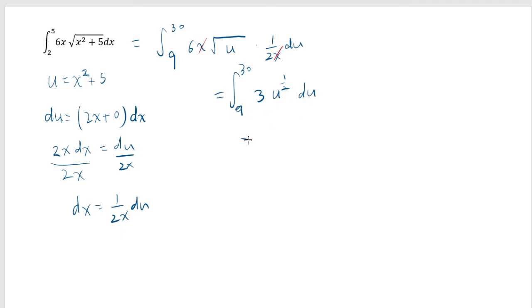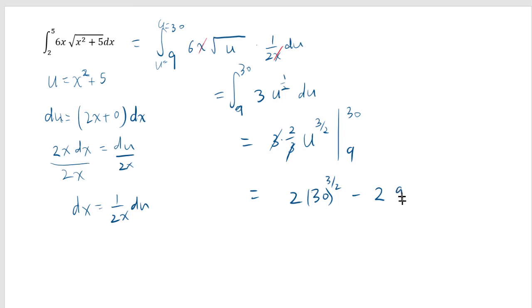And then this is a power rule, so you add 1 to the exponent, put the reciprocal in front, so these cancel. And therefore you have 2 times 30 goes into u. We work so hard so that these are values of u, right? So you don't have to go back to x. These are values of u, so these go into u. Okay, so you have 30 to the 3/2 power, and minus 2 times 9 to the 3/2 power.